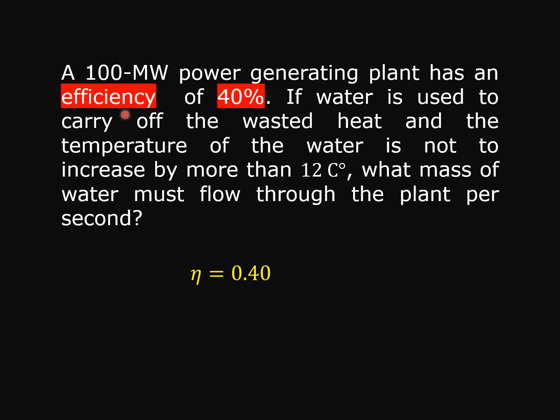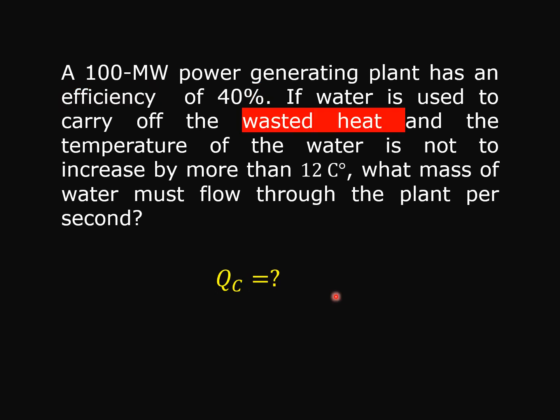The efficiency of the power plant is given as 40%. So eta, which denotes the efficiency, is equal to 0.40. The wasted heat is the QC. We need to know what the QC is in order to find the mass of the water that can be used to carry off the wasted heat.